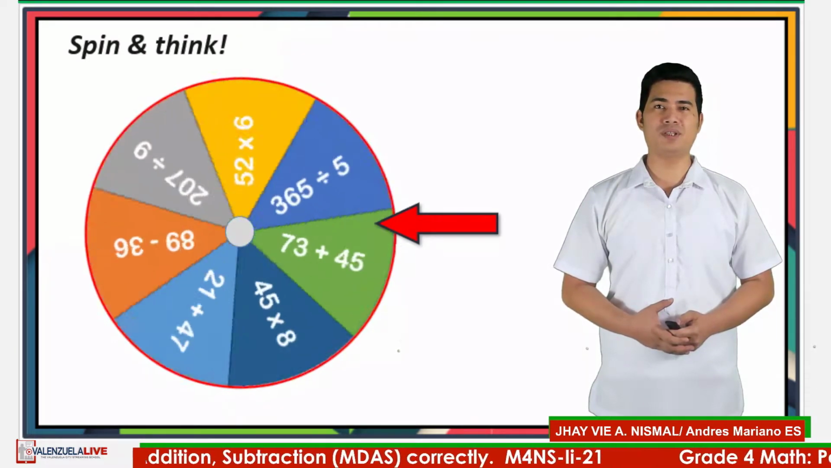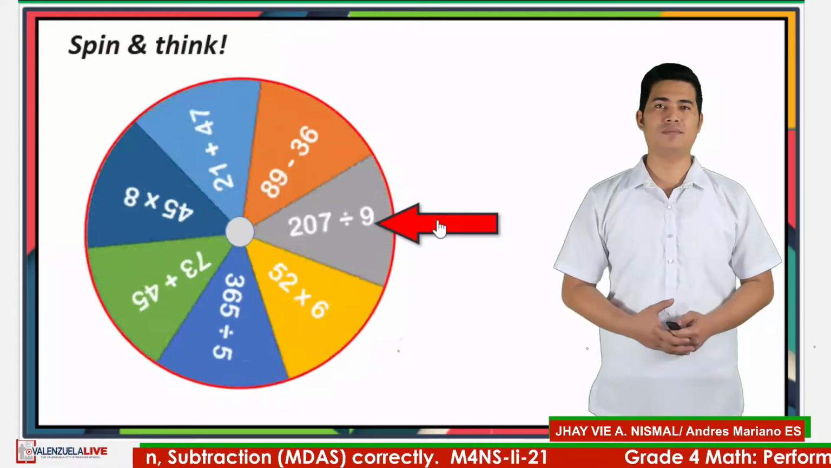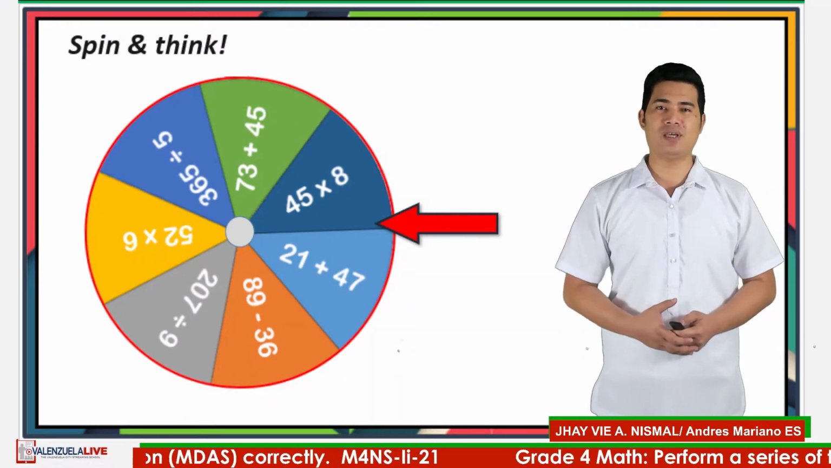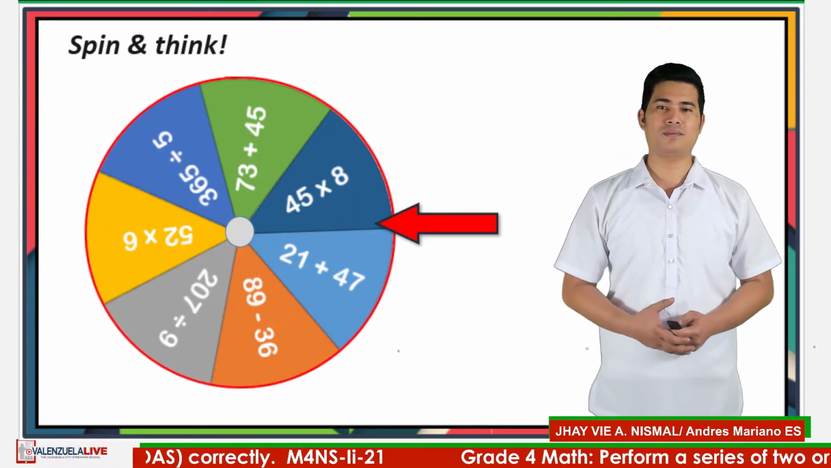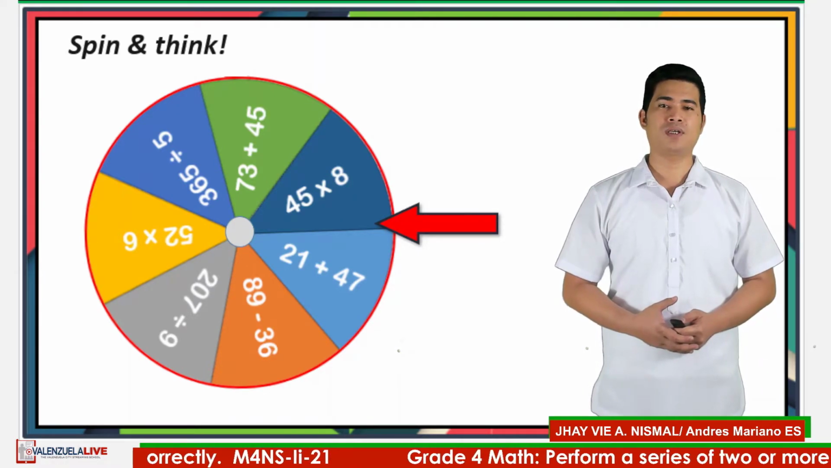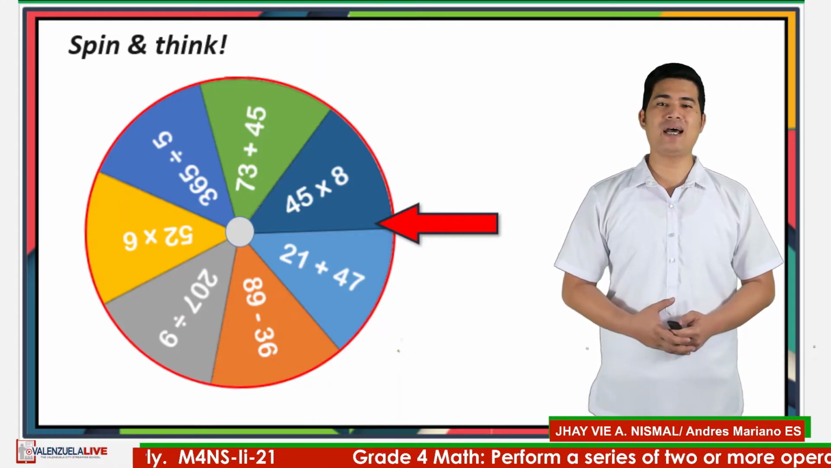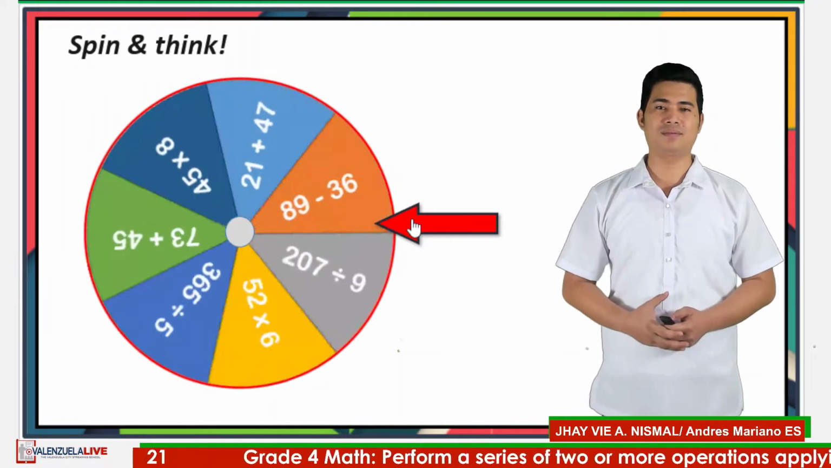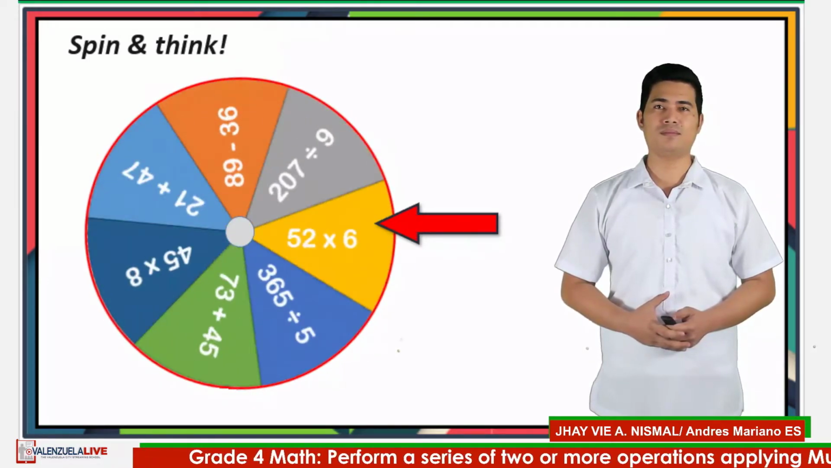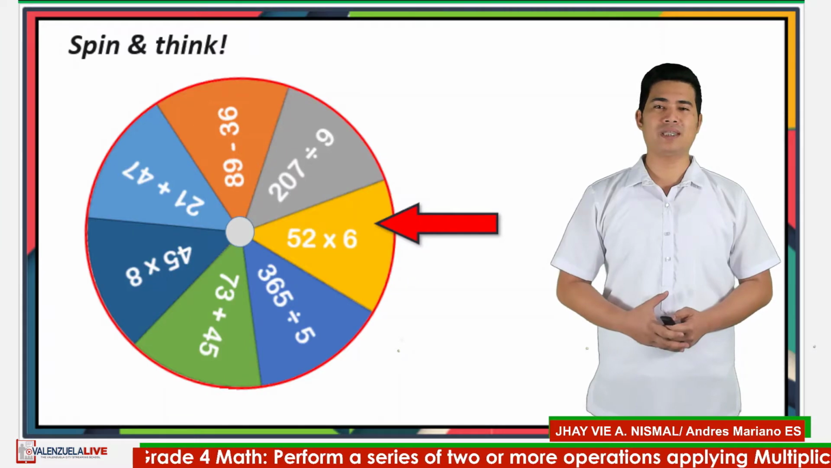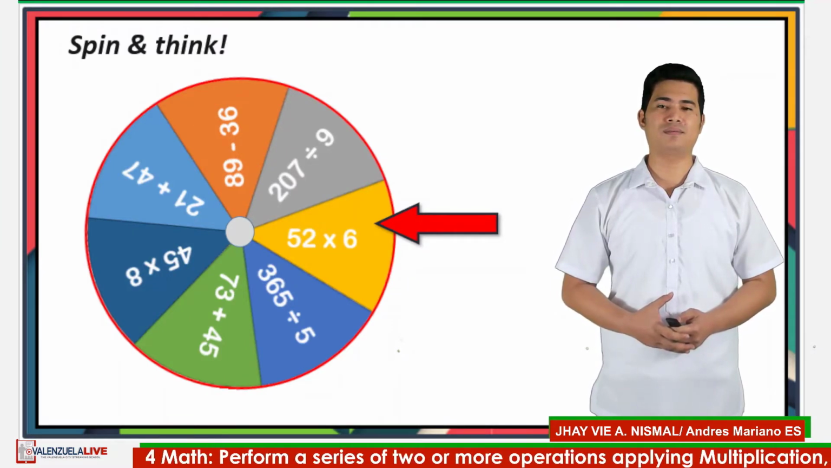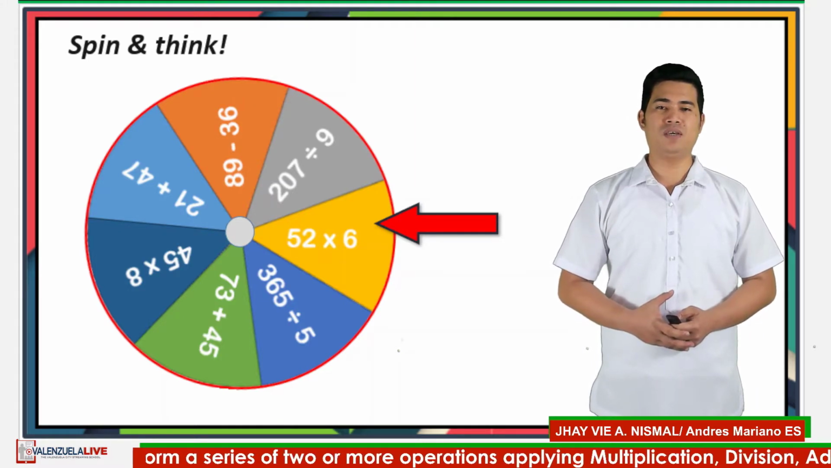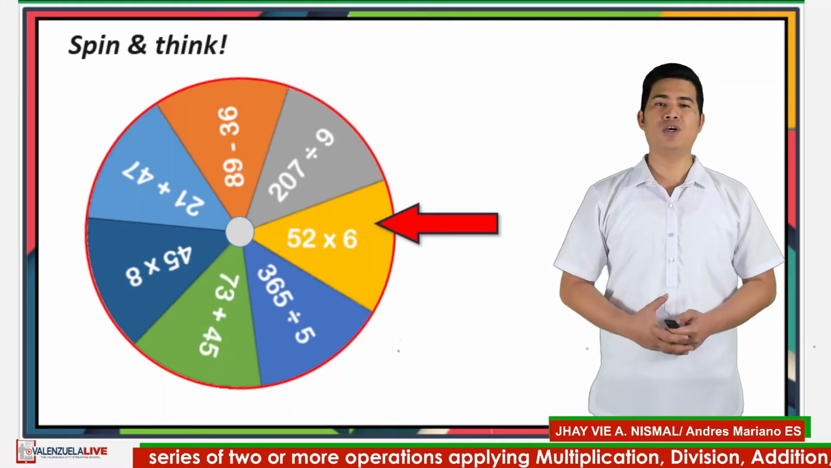Our first spin. 45 times 8. If you answered 360, correct. Next spin. 52 times 6. If you got 312, you're right.